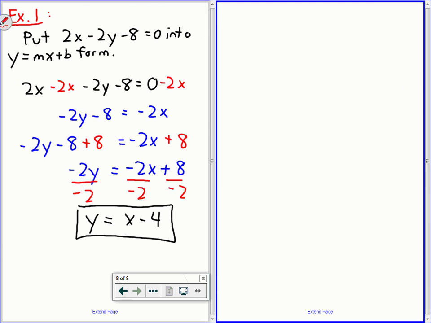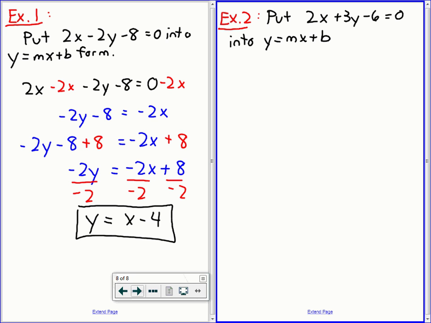Example 2. Put 2x plus 3y minus 6 equals 0 into the form y equals mx plus b. Okay, I'm going to hit pause in the video. I'd like you guys to try this yourselves, please.